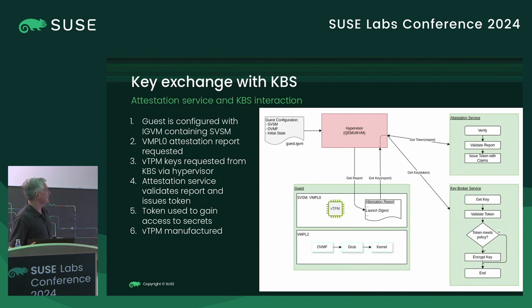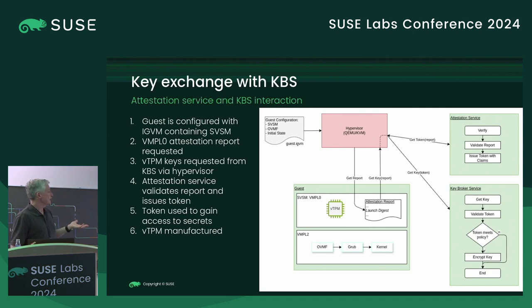Because what we're going to do is use that attestation report as evidence to show that we are entitled to obtain the root keys to manufacture that vTPM. So going back to the original flow from initializing our guest, we still initialize our guest with SVSM in this case, including TPM and OVMF, which results in a launch digest. We've already covered that part.